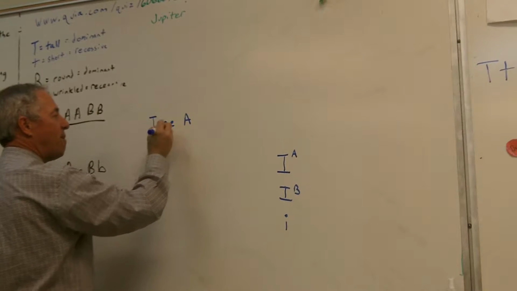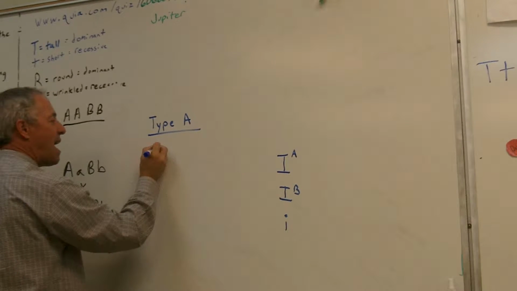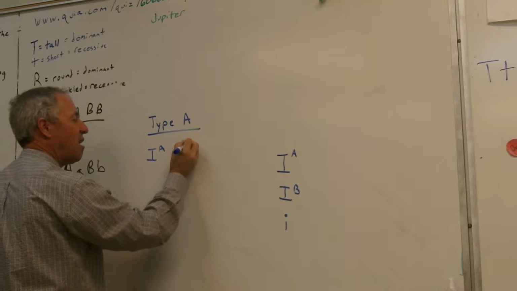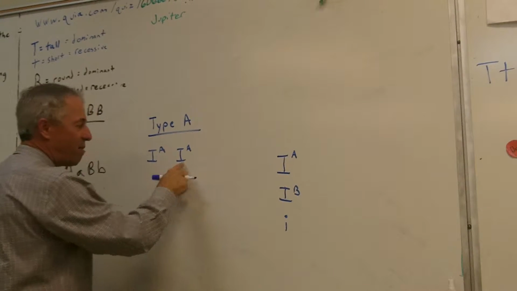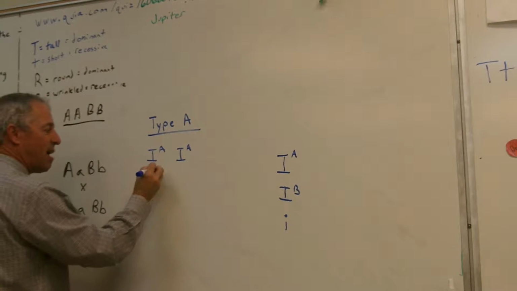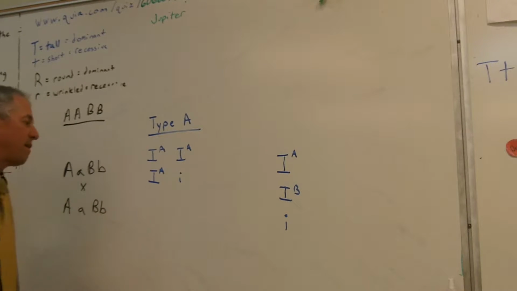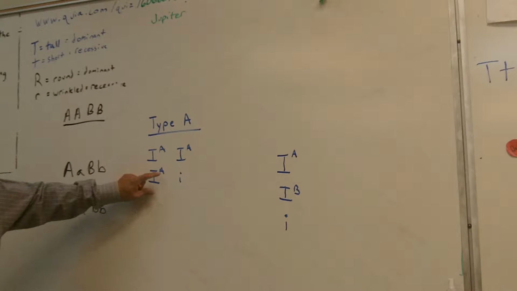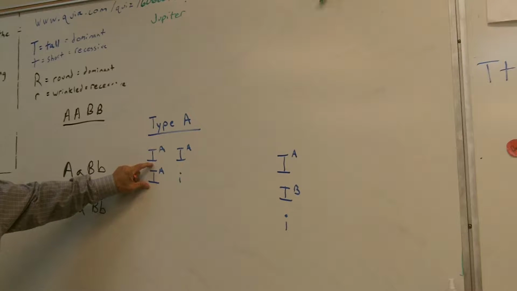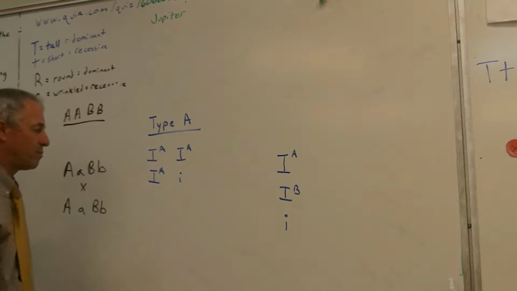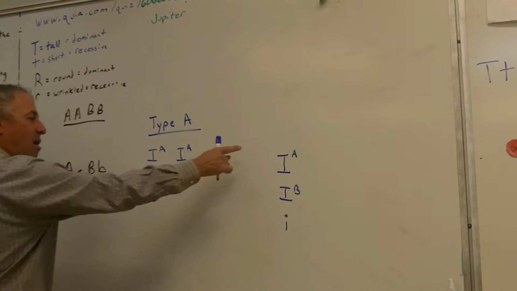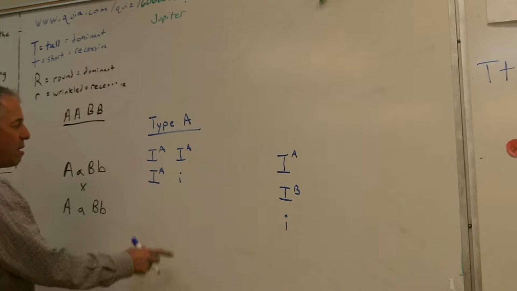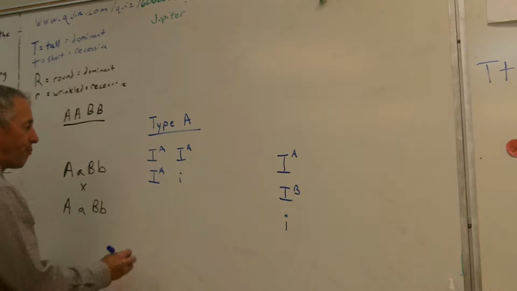If you're type A blood, you can be IA IA: you got one IA from your dad, one IA from your mom. That'd be type A. Or you could be IA little i. Little i is recessive. Big I is dominant. So what does the little i allele represent? That is type O. But A and B are dominant over O. So this is type A blood.